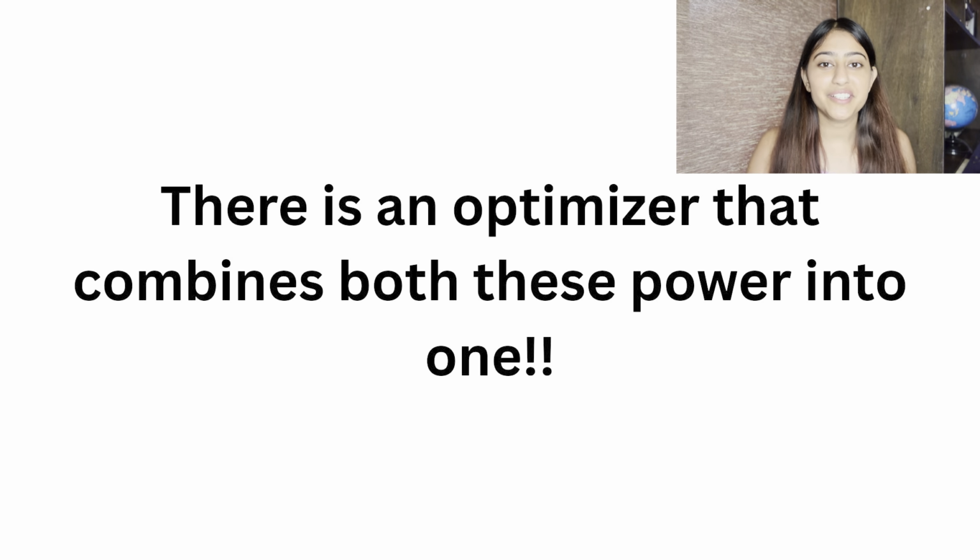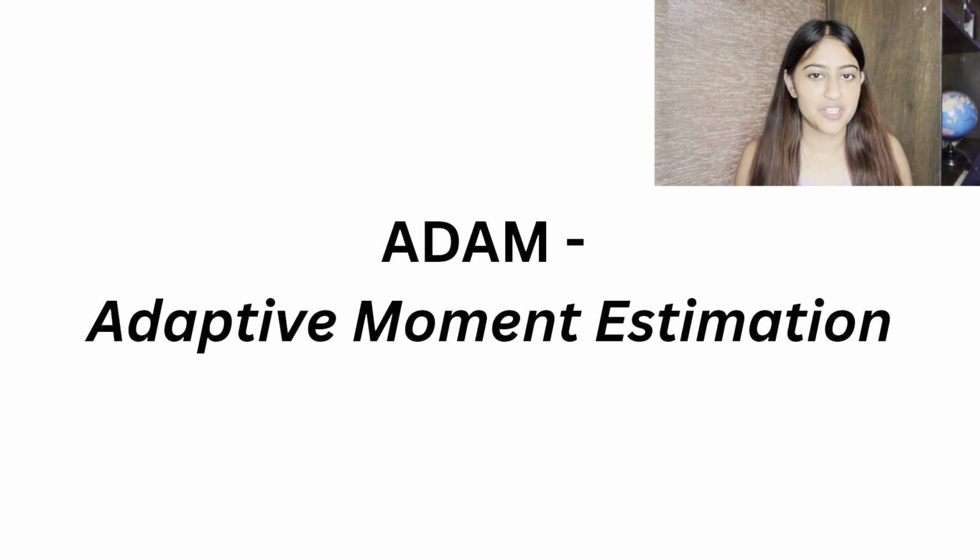Alright, so now we have talked about momentum. It helps us move faster by building up velocity. And we have also talked about RMSProp that tells us how much we should change our step size in order to move efficiently. But what if I told you that there is an optimizer that combines both these powers into one? And that's Adam, short for Adaptive Moment Estimation.